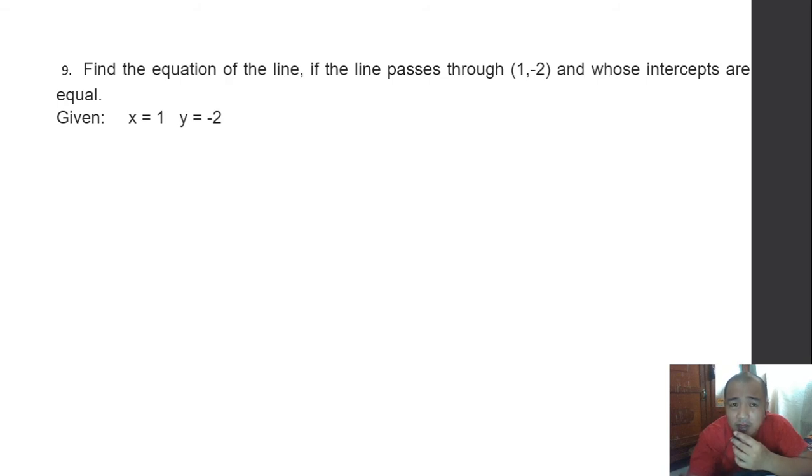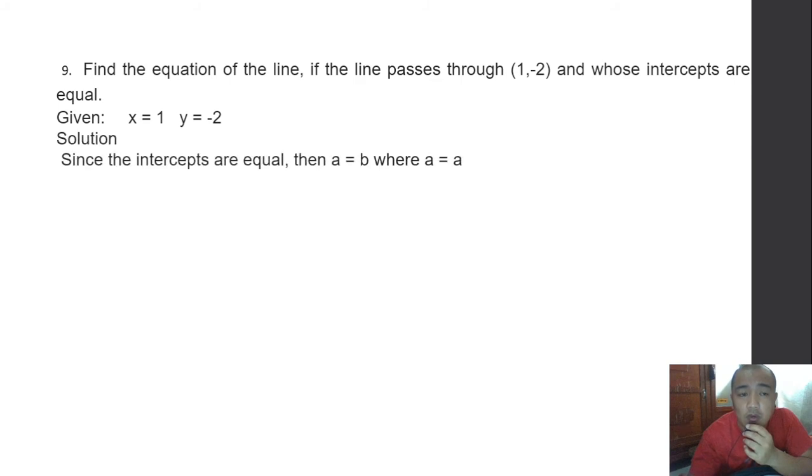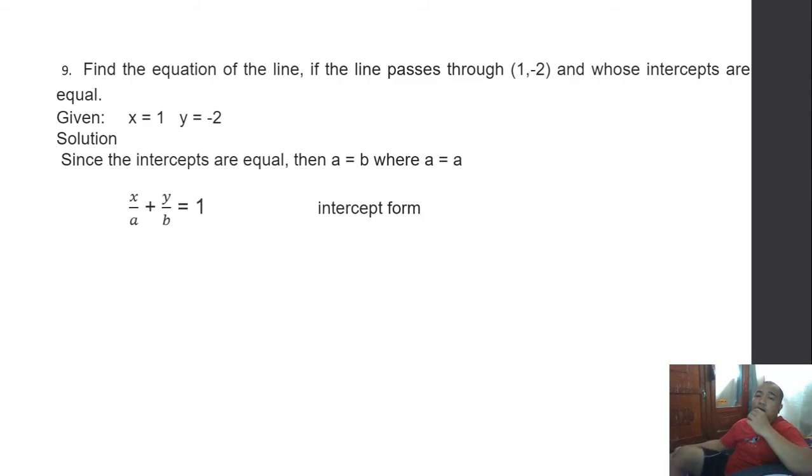And also with the given point (1, negative 2), x equals 1, y equals negative 2. Since the intercepts are equal, then a equals b. So let us now substitute the given point and the given phrase that the intercepts are equal in the intercept form, x over a plus y over b equals 1. We can now substitute b by a because they are equal. Substitute x by 1, y by negative 2.